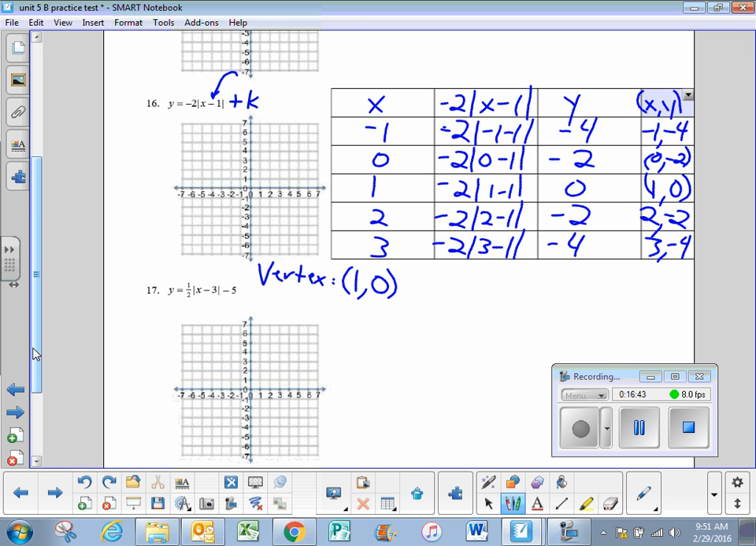What does it look like? 0. Look at the outputs. Aren't they mirror images of each other? Here's the middle. Yeah. -2, -4. Yeah. So that's where we get that symmetry.